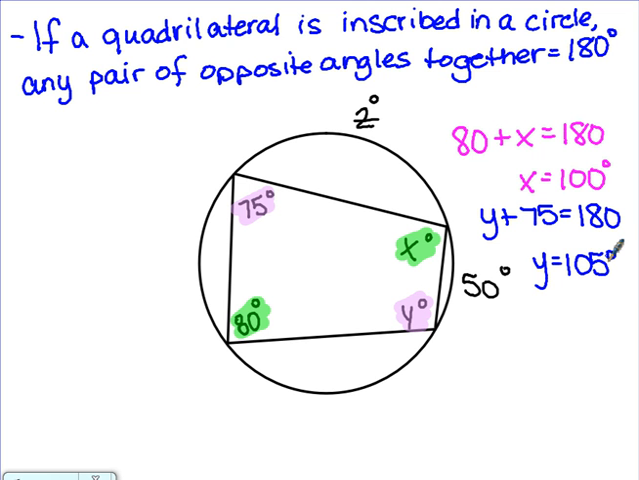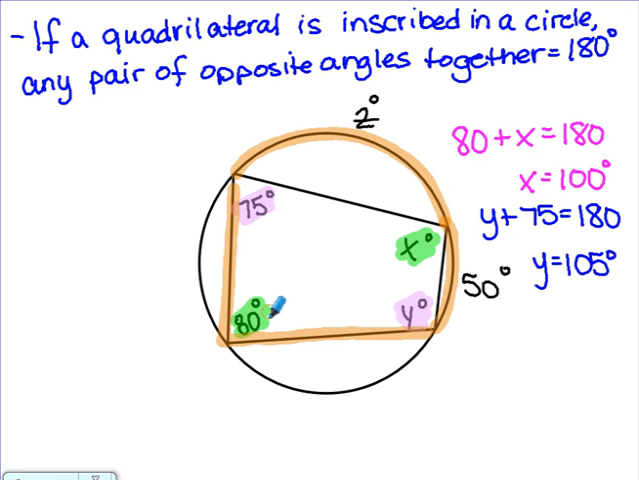z is an arc. And remember, we've already talked about arcs previously. Any angle that opens up to an arc, remember the angle is half of the arc. So this arc is equal to twice the angle.